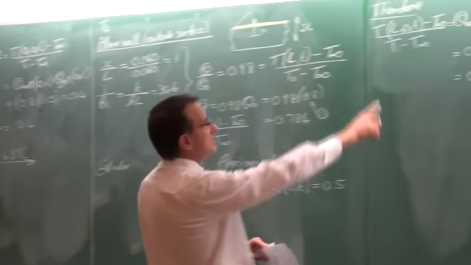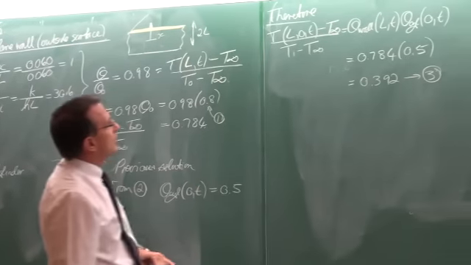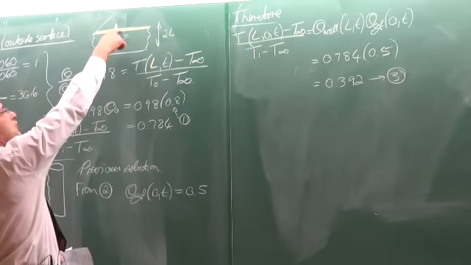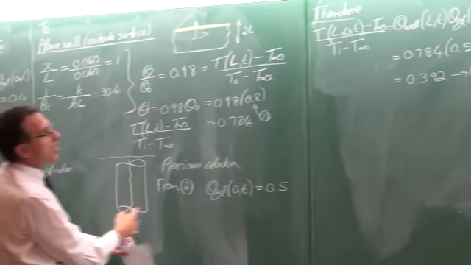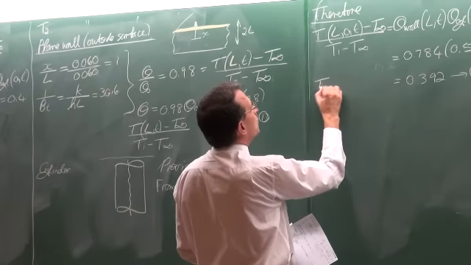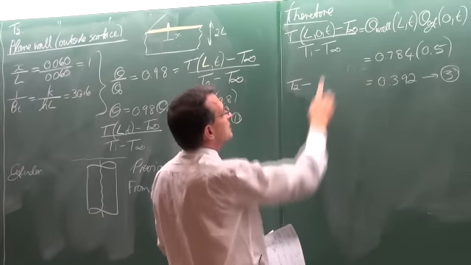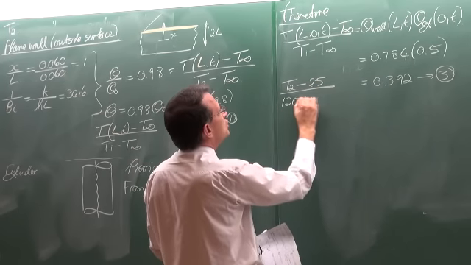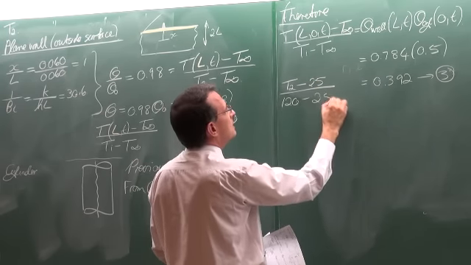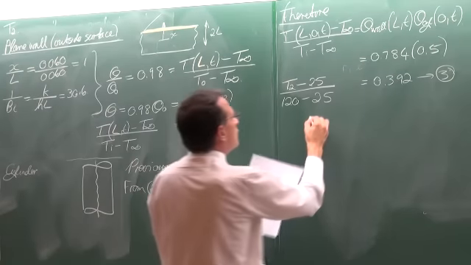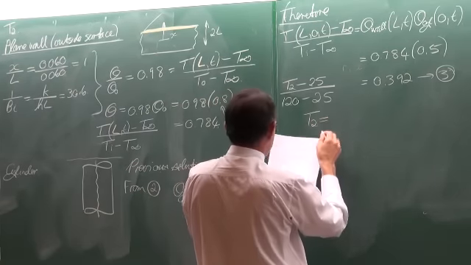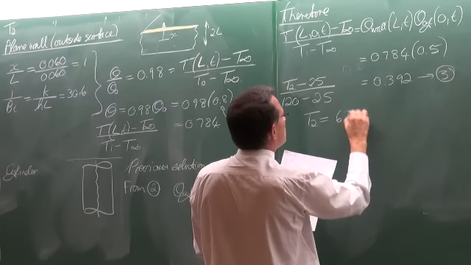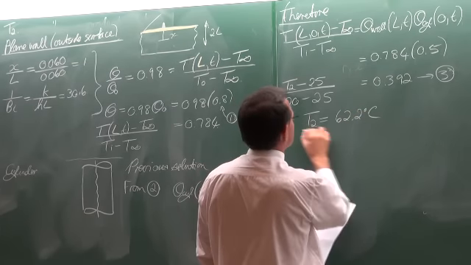Okay, now this temperature at L, which is on the surface and on the center line, is equal to T2. T2 minus T infinite is 25. The initial temperature is 120 minus 25, from which we can solve that the temperature at point 2 is equal to 62.2 degrees Celsius.